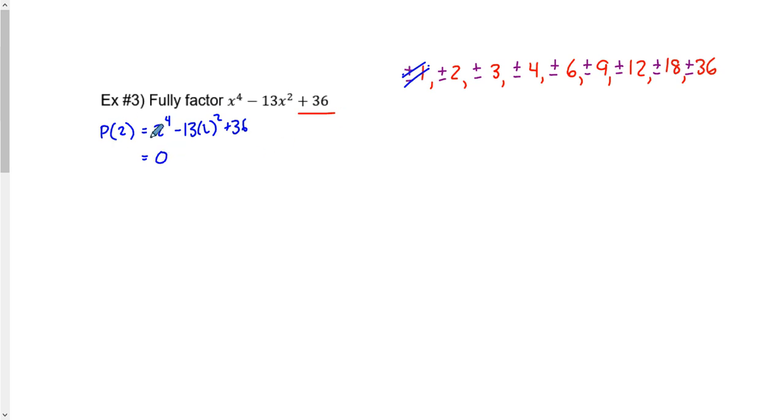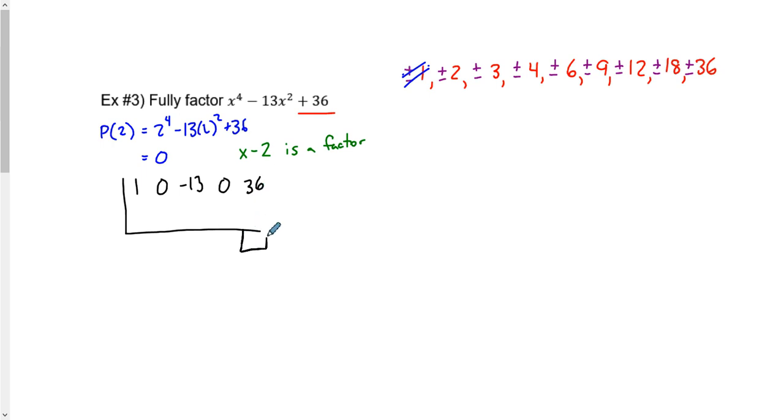Fantastic. Since 2 works, x minus 2 is a factor. So I'm going to literally factor out that x minus 2 right now. My coefficient from my x to the power 4 is 1. Since there is no x cubed, I have to make sure I put a 0 for that x cubed. My x squared is a -13. My x term, there is no x term, so I'm going to have to put a coefficient of 0. And my constant term is 36.